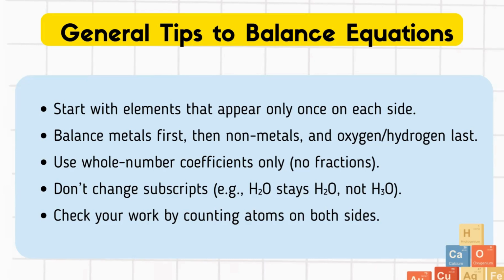They'll automatically be in the equation, but they can never be changed by yourself. Example: H2O stays only H2O, not H3O, not H4O. And check your work by counting atoms on both sides.